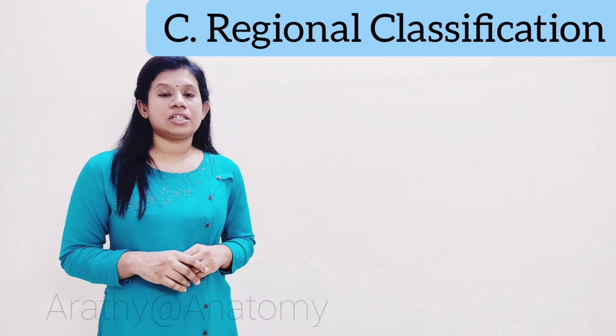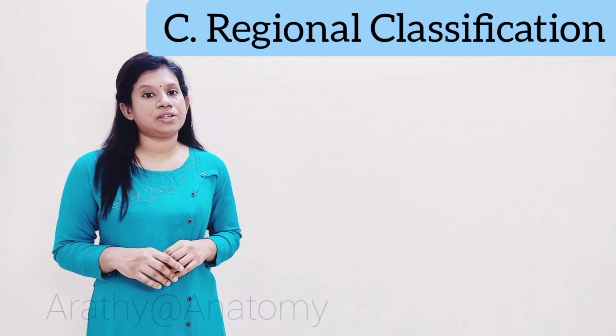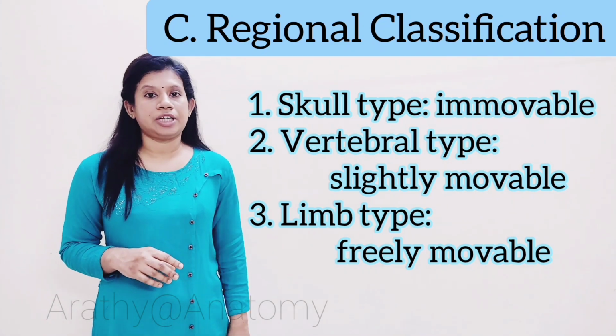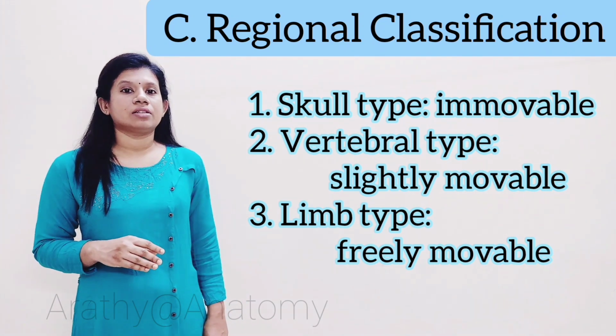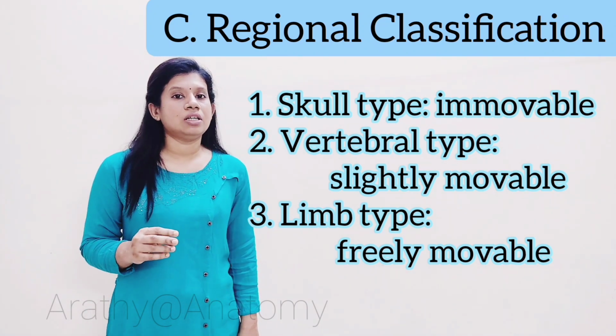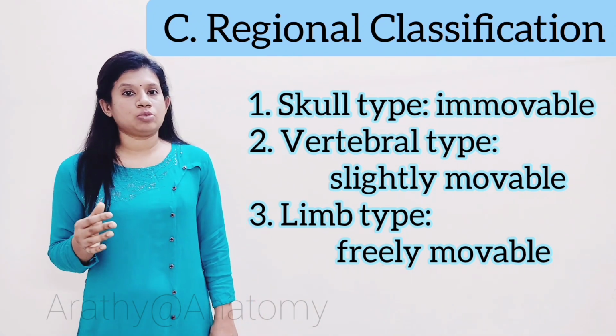Now moving on to the third classification, that is the regional classification. It is mainly divided into three types: the skull type, vertebral type and limb type. Skull type means it is immovable. Vertebral type means it is slightly movable, and limb type means freely movable.